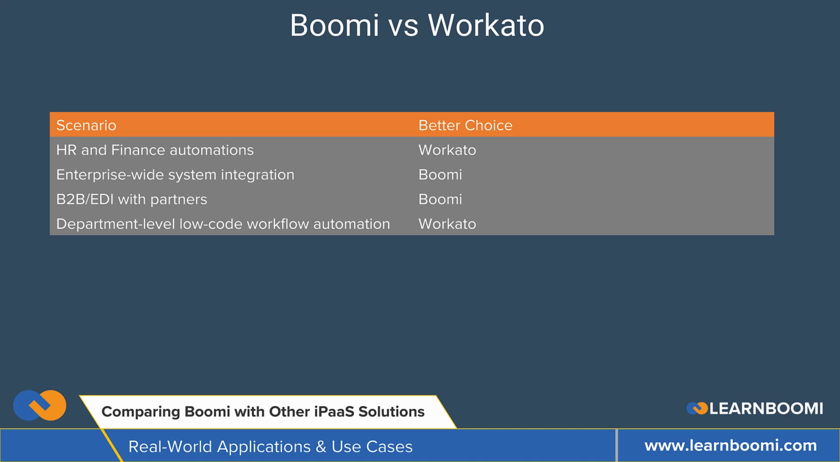Workato is strong for departmental process automation, but not for full enterprise integration strategies. So here is the ideal use case. For HR and finance automation, Workato works very well. For enterprise-wide system integration, Boomi is the perfect choice. For B2B EDI with partners, Boomi is the better choice. For department-level low-code workflow automation, Workato is better.